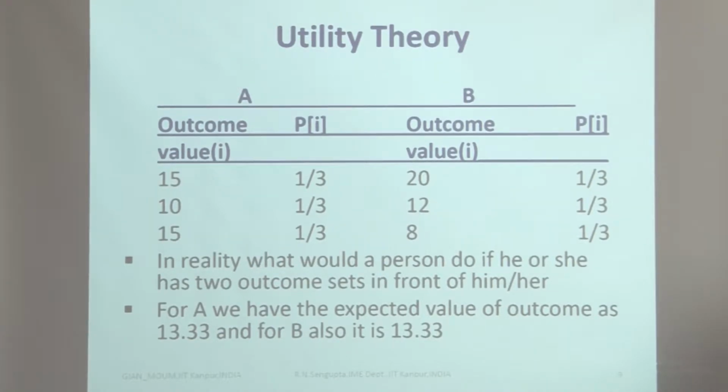So, the expected value for both A and B in this case will be 15 into 1/3 plus 10 into 1/3 plus 15 into 1/3 for decision A, and for B it will be calculated accordingly, where both the values are 13.33. So, if I ask you what will be your next course of action, you will try to minimize the variance. In some cases, you may want to maximize the ratio of the expected value to the variance.